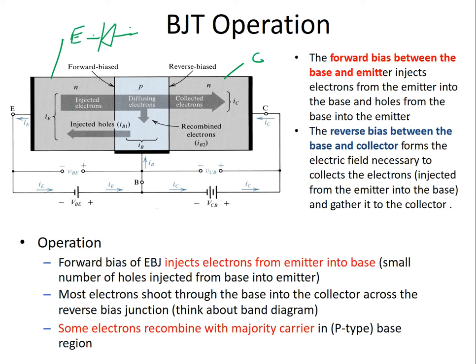This is P, this is my base, this is my emitter, and this is my collector end. First, I will connect a battery here in this configuration, so that I can make this base-emitter junction forward biased. I will connect positive here and negative here, like you can see here. So what will happen after this connection?